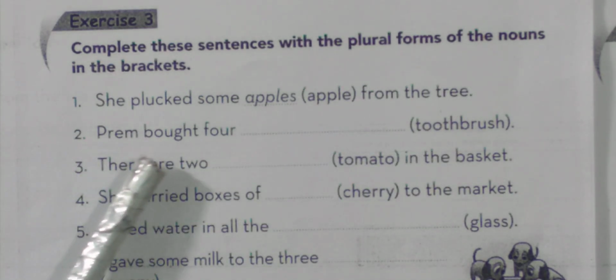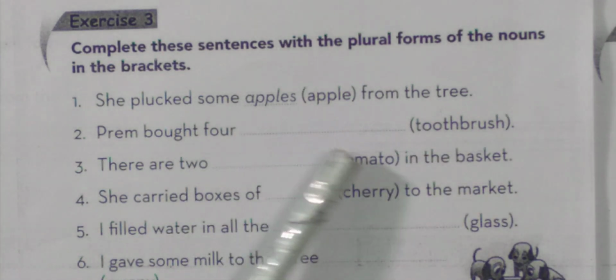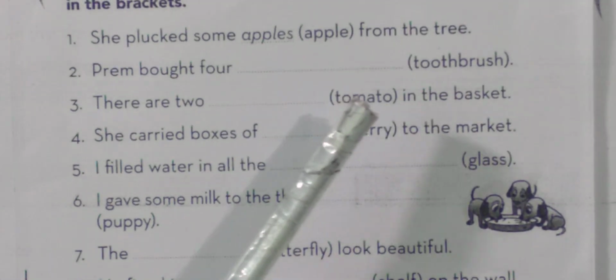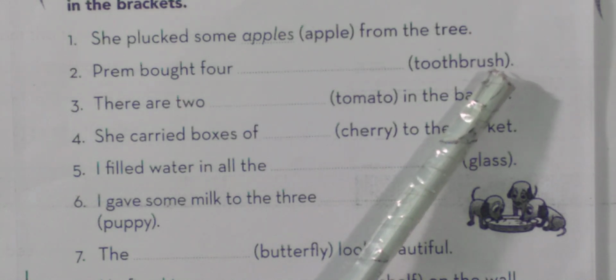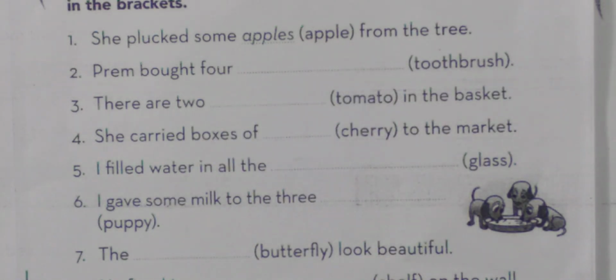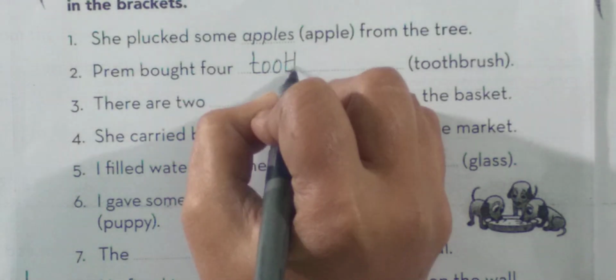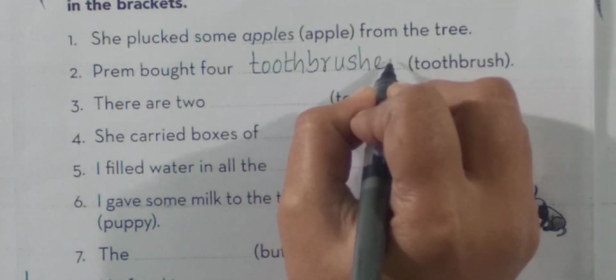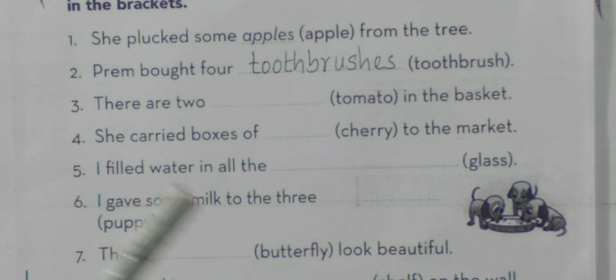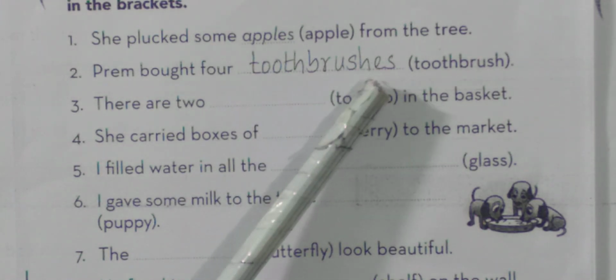Now, number 2, Prem bought 4 toothbrush. What is the plural form of toothbrush? Yes, we all know that if the word ends in sh, we will add es to make it plural. So, Prem bought 4 toothbrushes. The word ends in sh and we will write es here. So, when the noun ends in sh, we will add es to make it plural.